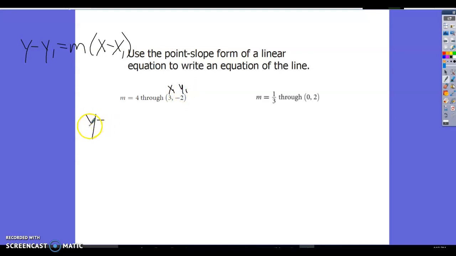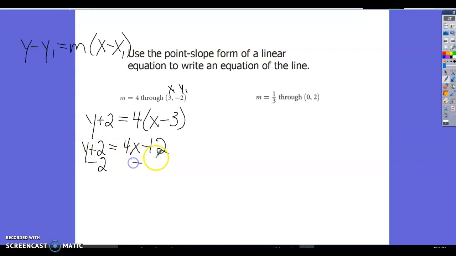Two variables are still going to be left in it, our x and our y. So we're going to have y minus y1, which is -2, so that becomes +2, equals m, which is 4, times x minus our x1, which is 3. You can take this and distribute. So I'm going to have y plus 2 equals 4x minus 12. And then if I subtract 2, that puts it in slope-intercept form, which is what we use a lot of the time.